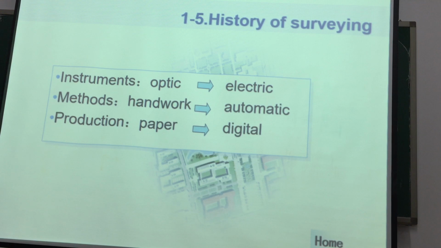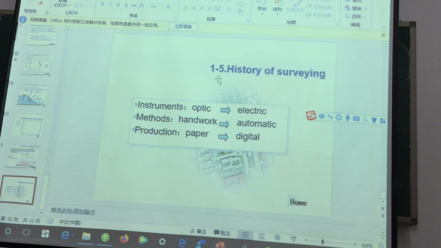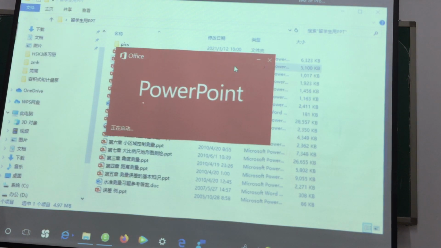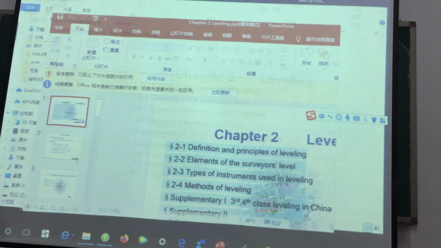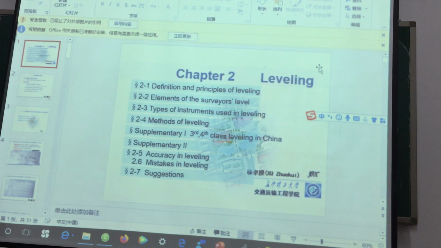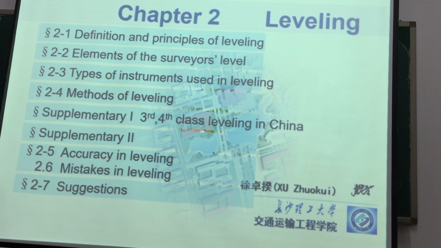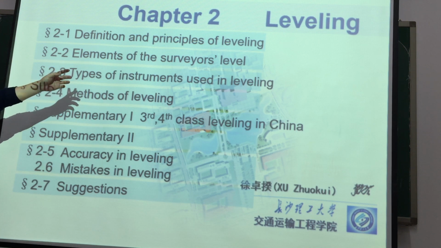Okay. This is chapter 1. So next, we will know chapter 2. Leveling. We say, if we want to determine the location of points, we have 3 elements to survey, and the elevation difference is first determined by some special instrument and some special method. This is chapter 2, leveling.